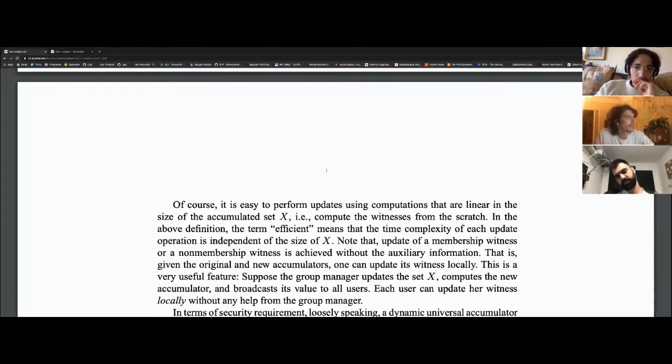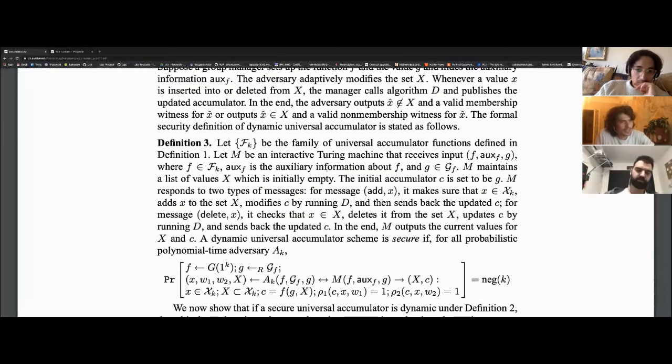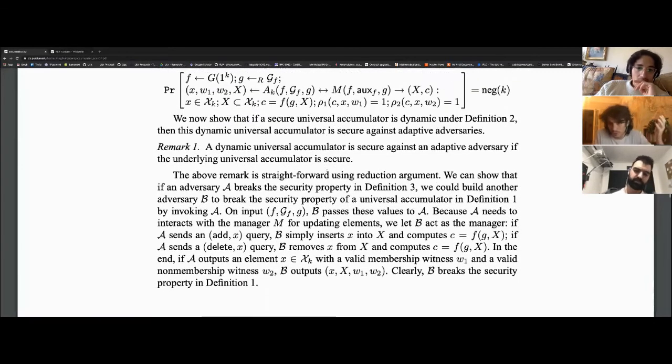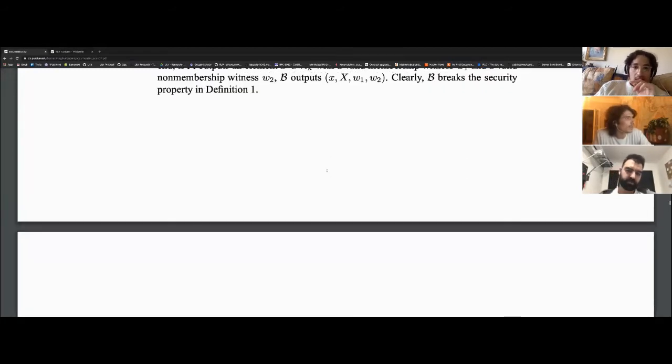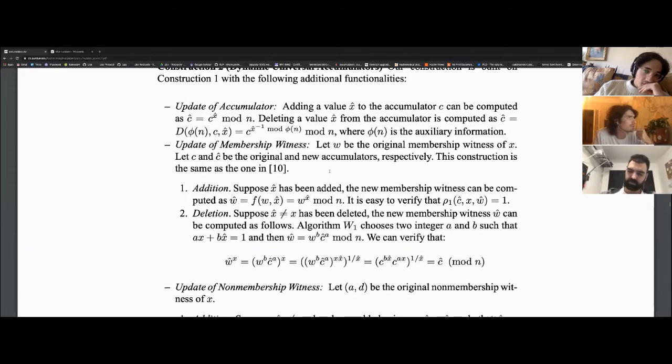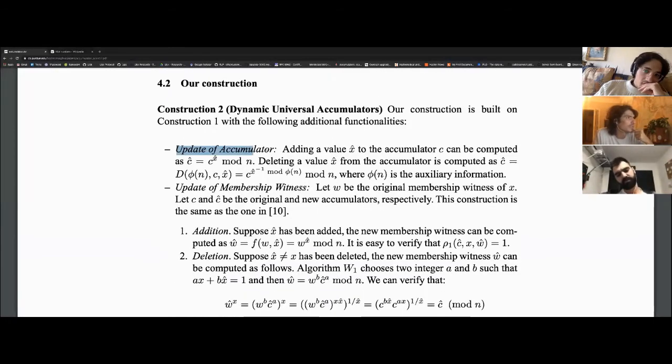Basically, in this section, they show how to update stuff efficiently. Previously, they just showed you how to calculate witnesses. Let's just go direct to their construction, I think that is the easiest. So let's start from the easy one. How do you update the accumulator?